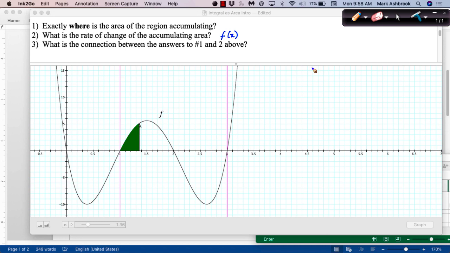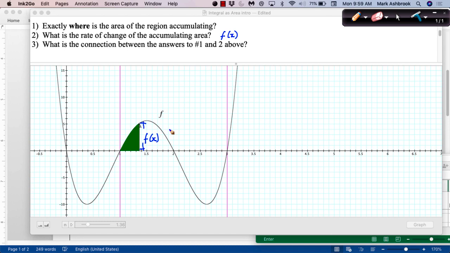Right, the height of the right edge, exactly. So right here, that's F of X. So what do we say? We say, where is it accumulating? On the right edge. What's the rate of change? The height of the right edge, F of X.